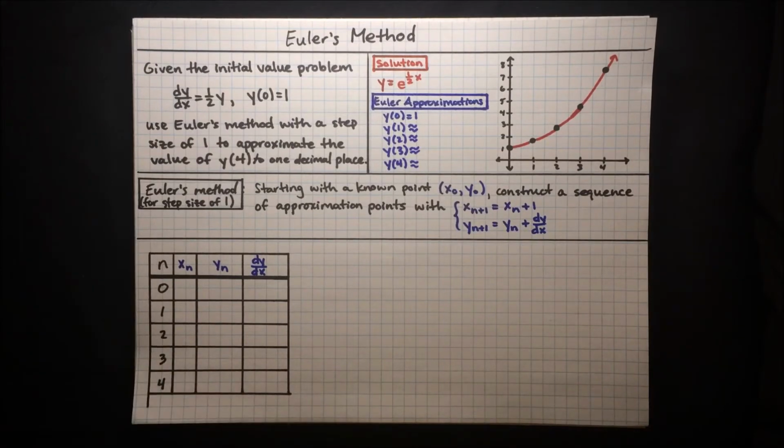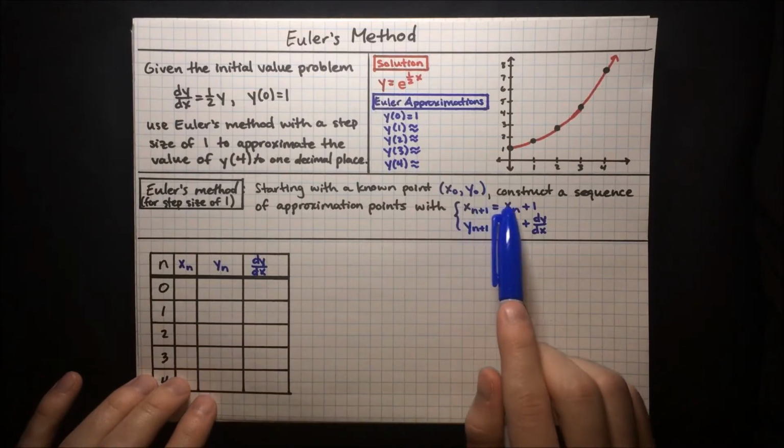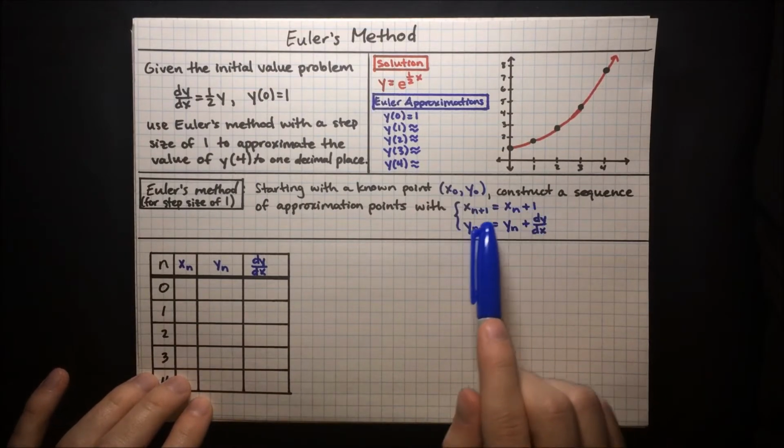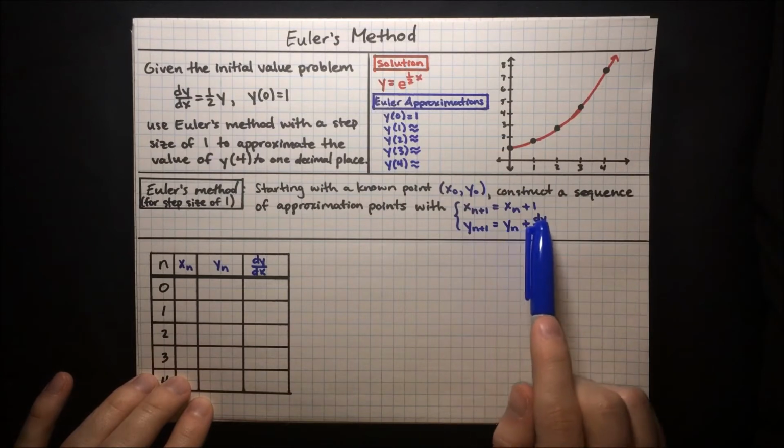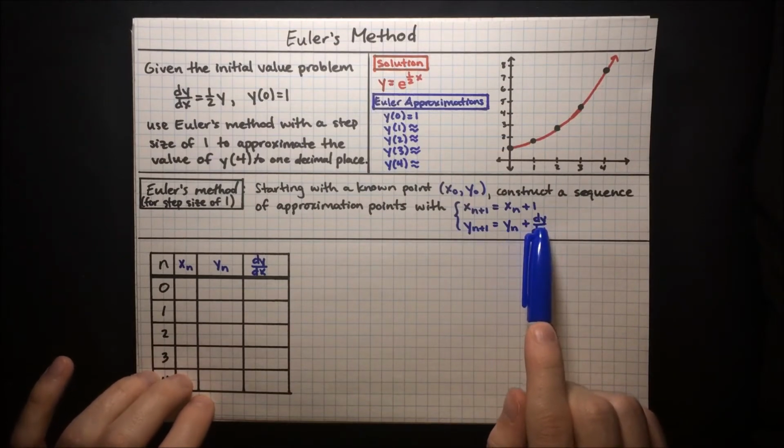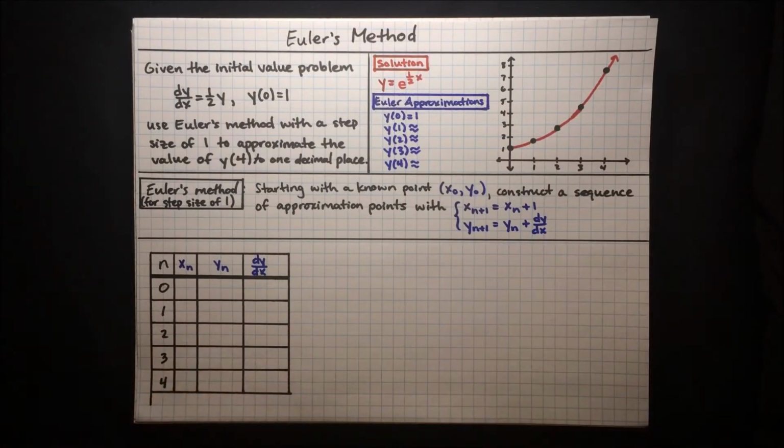Remember that the derivative at a particular point is just the rate of change of y with respect to x at that point. The derivative just tells us the increase in y per unit increase in x at a particular point. So if we step right 1 unit in x, then the y-coordinate we have to step up by dy/dx units, and that'll give us a rough approximation. Alright, so let's try it out.